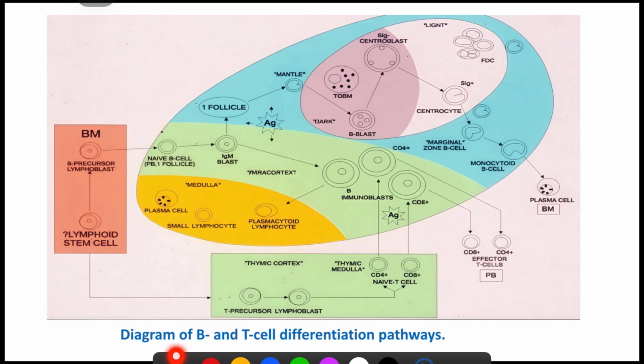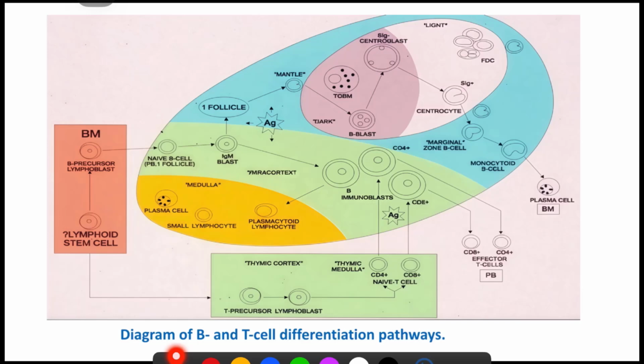Now T lymphocyte express CD2, CD3, CD5 and CD7. So depending on the membrane glycoprotein, they belong to the CD4 or CD8. CD4 is helper cells and CD8 is suppressors, or they become or are converted into natural killer cells.